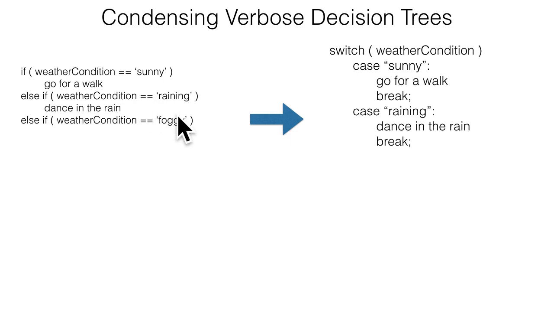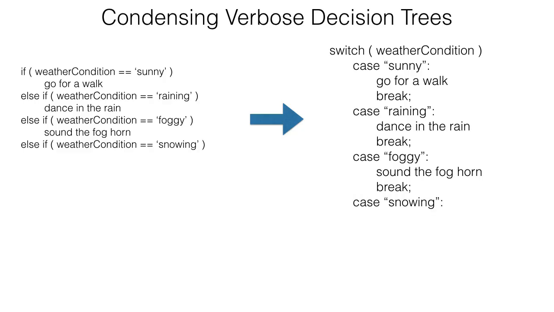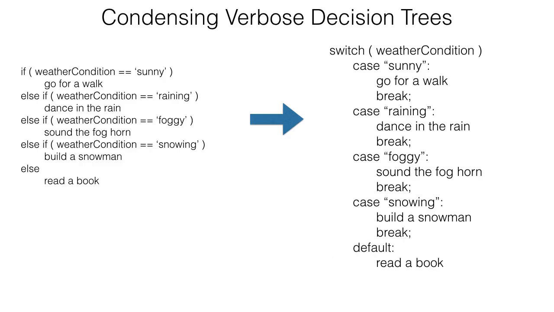If else, here's our foggy. All right, well, here's foggy, and I'll sound the foghorn. You can kind of see the flow here. So here's snowing. Else. Okay, well, in a switch case, we just use the default, which is what an else is. It's the same thing as a default. It says, all right, well, none of these match, so I'm just going to do this state instead as my default. Read a book.